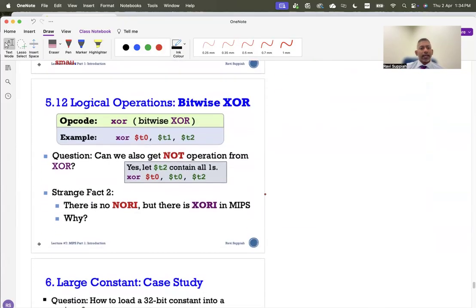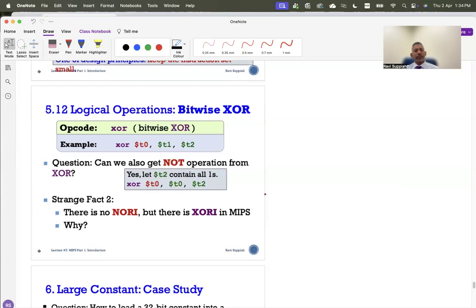Then exclusive OR. Exclusive OR basically means if the two inputs are different, the two bits are different, the output is a 1.